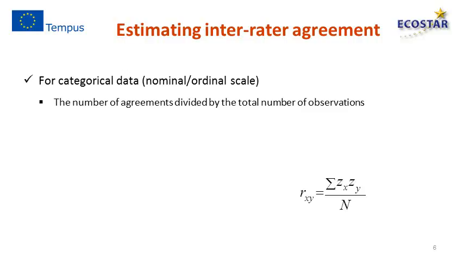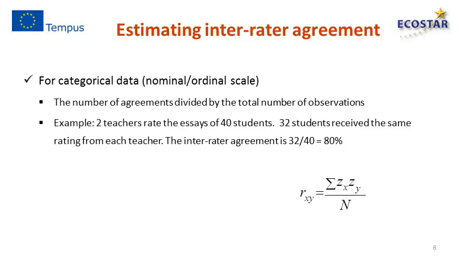So how do you calculate the inter-rater agreement for categorical data? You take the number of agreements and you divide them by the total number of observations. For example, if two teachers are rating the essays of 40 students and they found out that they gave 32 students the same rating from each teacher, which means that 8 got different scores, then the inter-rater agreement is 32, that's the total number of agreements between the two teachers, divided by 40, which is the total number of observations, and then you get an 80% agreement.